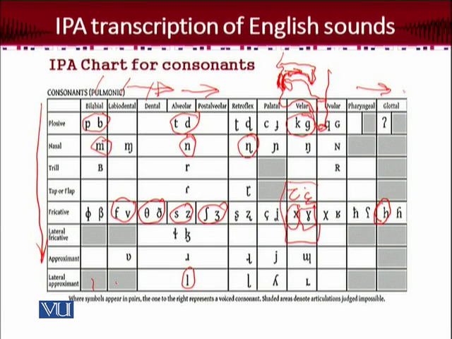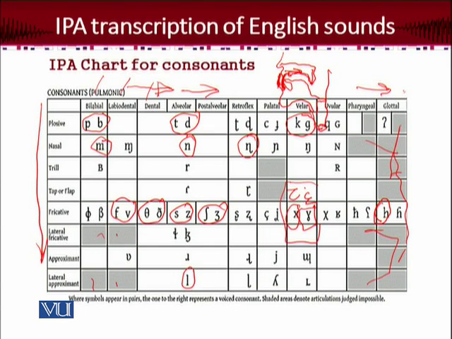And this gray area which is shown marks the places which are supposed to be very difficult to pronounce. These shades denote that articulation at these places is very difficult. So this is something which will help you understand IPA symbols and their placement.